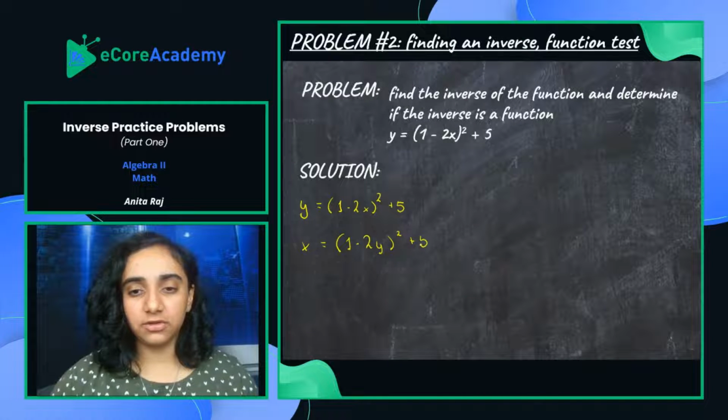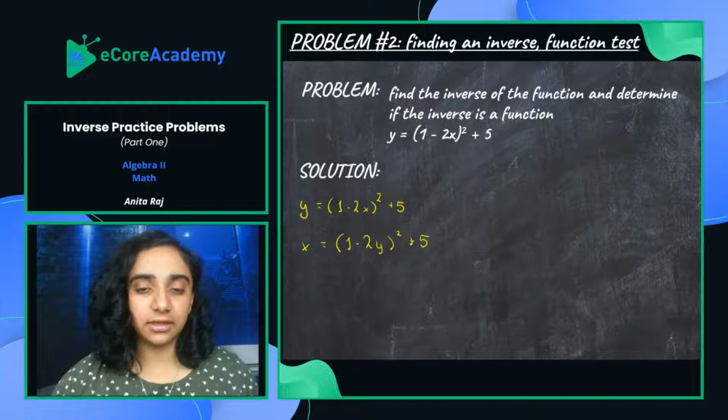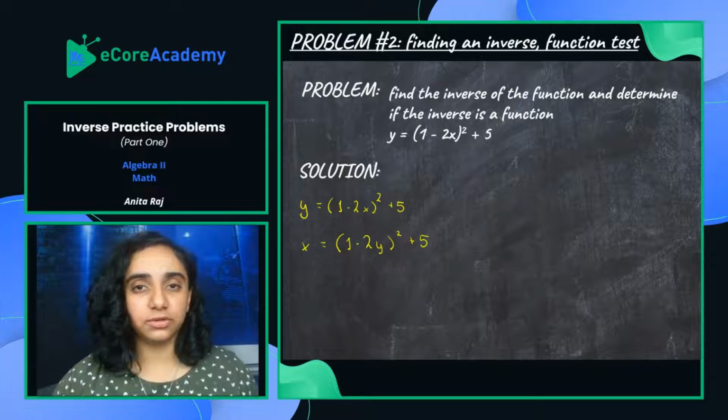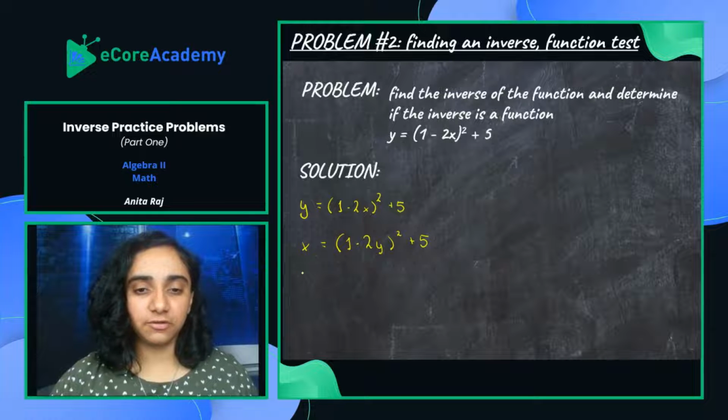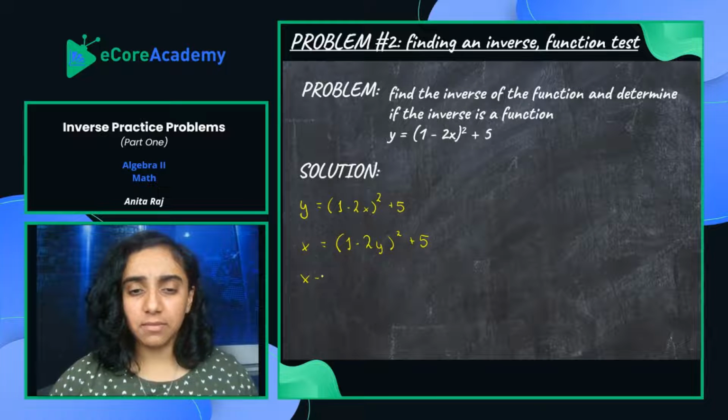And now all we have to do is solve for y by isolating it. So by moving all the other numbers and all the other operations to the other side of the equation to get y by itself. In order to do that, first I'm going to subtract 5 from both sides. So I'm going to get x minus 5 equals 1 minus 2y, that quantity squared.